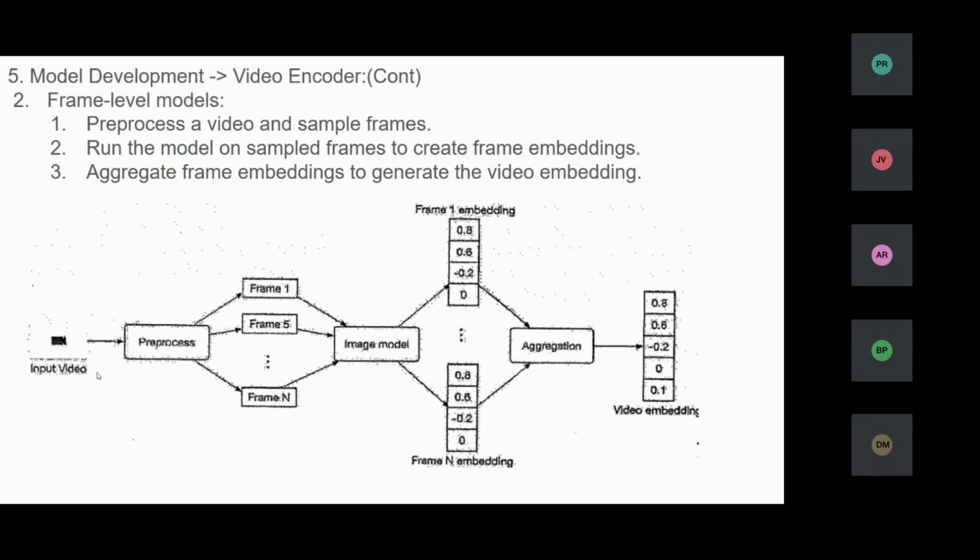So in the diagram below, you can see that we have an input video. After pre-processing the input video, the frames are created, and out of the frames, some sampled frames are created. Those sampled frames are given to the image model for creating their respective embeddings, and all of those embeddings are aggregated into one to create the video embedding of the input video.